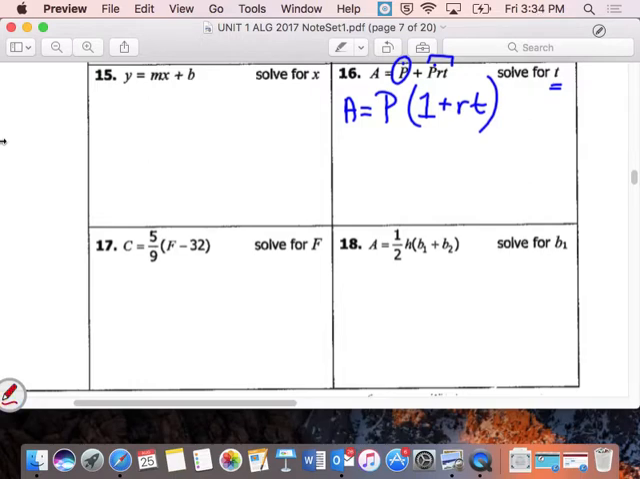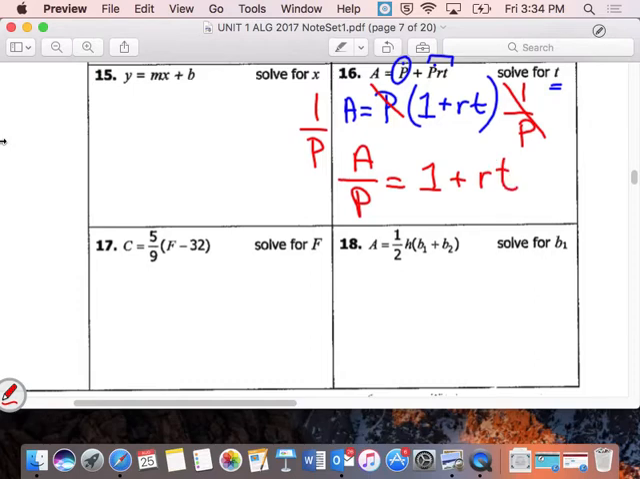And now in doing this, this enables me to multiply both sides by 1 over p. So I now have a over p, and that takes care of what's happening over here. And now what I would do is subtract 1 from both sides. So I'm going to have a over p, I'm going to take away the 1, that's going to leave me with r times t. And since I'm isolating t, I'm now going to multiply both sides by 1 over r.